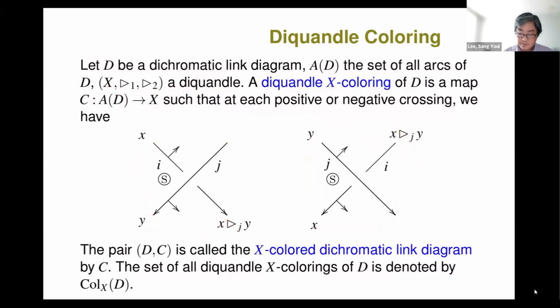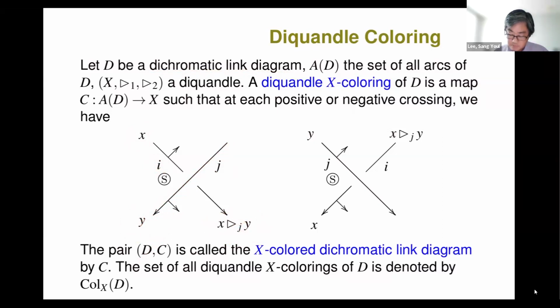It's similar to the classical case, but we should take care of these labels for the case of a dichromatic link diagram. So this is the co-orientation of the overpass. Then this is the input color and this is the output color, acted on by the color of the overpass. Here we use the operation ▷j. The j corresponds to the label of the overpass. So this is important.